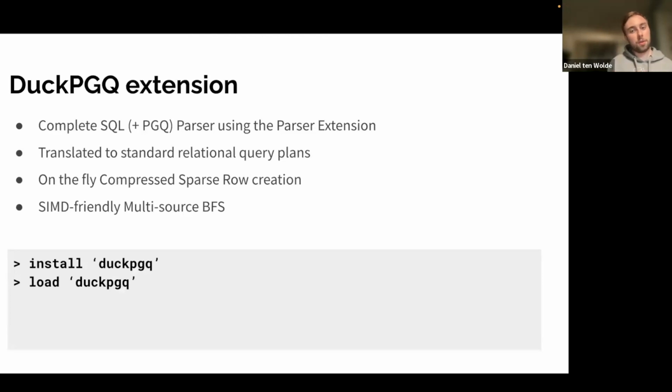And we use this through the parser extension of DuckDB, which kicks in as soon as a query cannot be parsed by DuckDB itself. It will go to this parser extension, and then we can parse it and handle the query. We translate all queries to standard relational query plans, so we don't introduce new operators. And for pathfinding, we do on-the-fly compressed sparse row creation, and then we do SIMD-friendly multi-source breadth-first search, where we make use of the vectorized execution model to do efficient pathfinding.